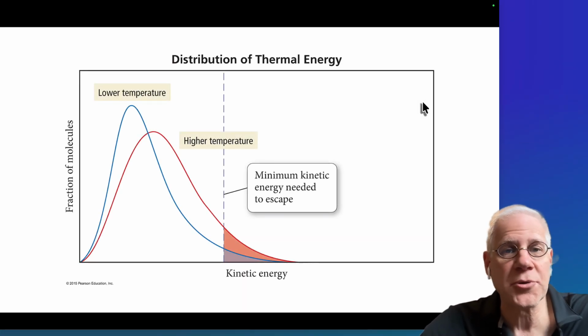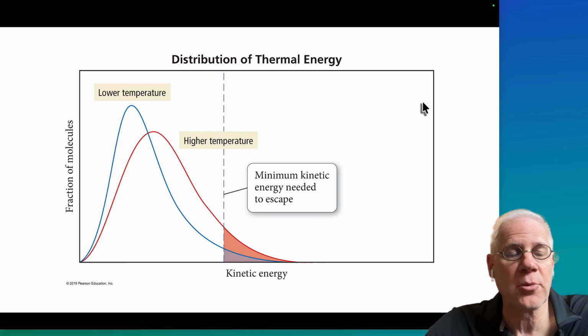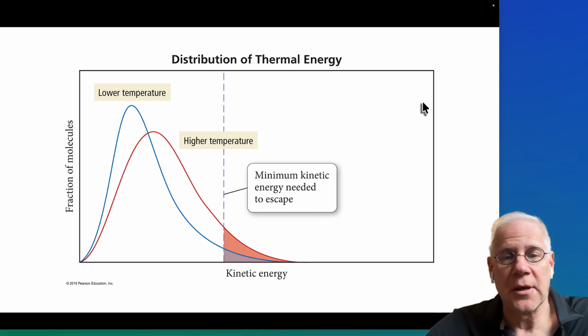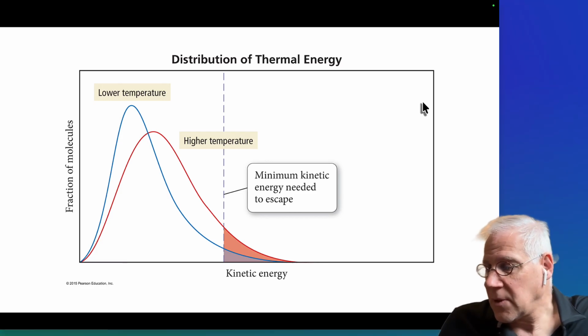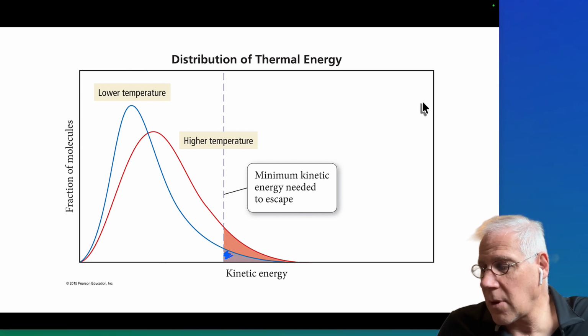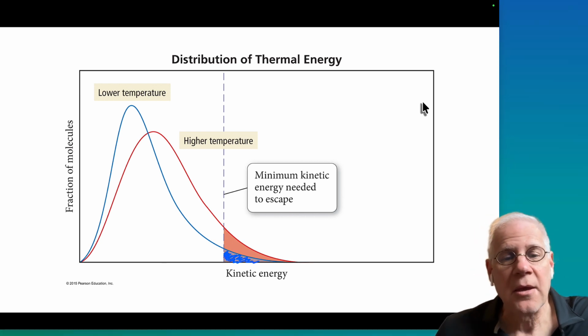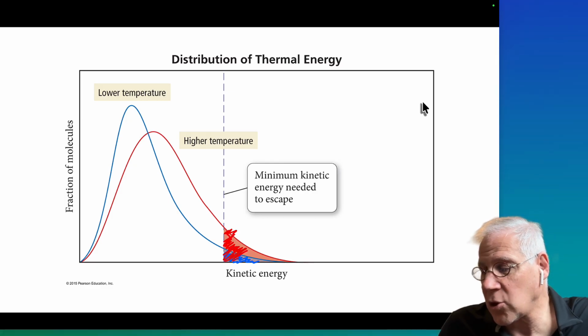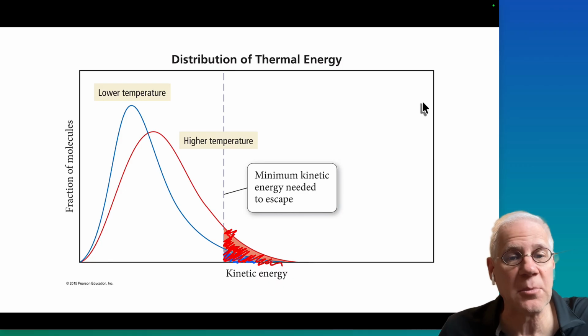Well, here's a very rudimentary Maxwell-Boltzmann distribution of thermal energy, where you have your fraction of molecules on the y-axis and kinetic energy on the x-axis. And we see down in here that even though at a lower temperature you have fewer molecules with enough kinetic energy, you still have a certain amount of molecules. So if we just look at that area underneath, it tells us how many molecules have enough energy to escape the surface. And if we go up to a slightly higher energy here in red, we can see that that area is quite a bit greater and so we would expect it to be more volatile.